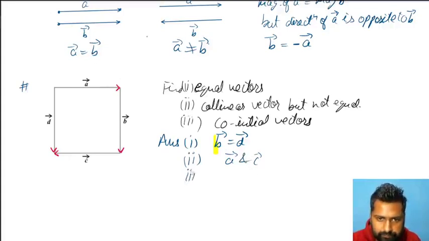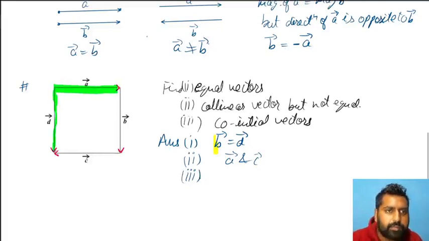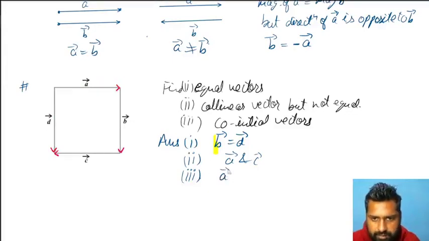Third, co-initial vectors, means they should have same starting point. You can see only two vectors have same starting point, this and this. They are both starting from this point, that's the co-initial point. So A vector and D vector, they are co-initial.